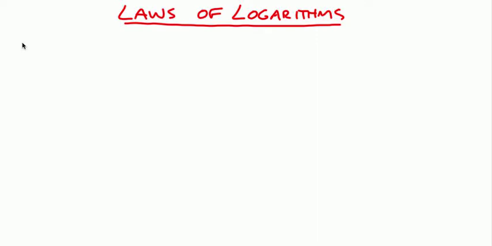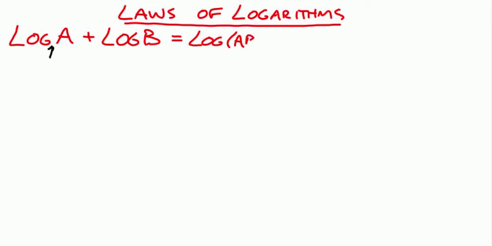So let's start with log of A plus log of B. Now, keep in mind first, before we go anywhere, that when we have logarithms and we don't put a base here, that means that it's base 10. We have a base 10 system, so we always are going to assume that that is base 10. So if we have log of A plus log of B, that is going to be the same thing as log of A times B.